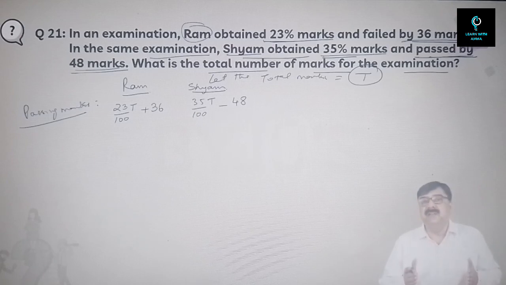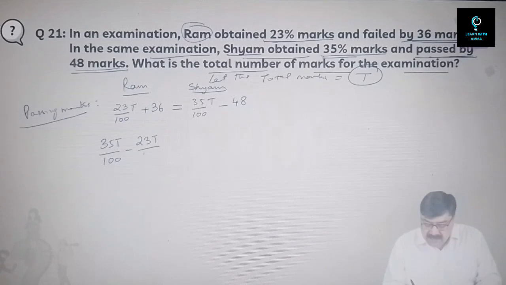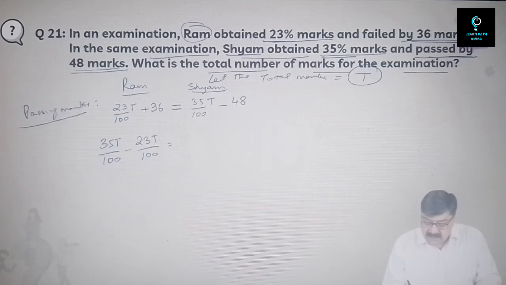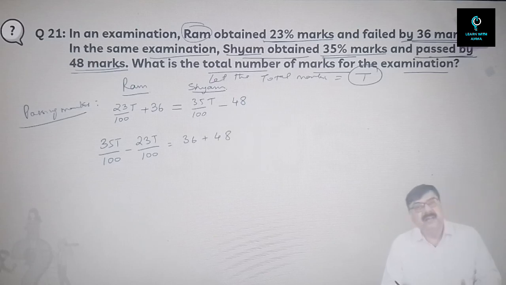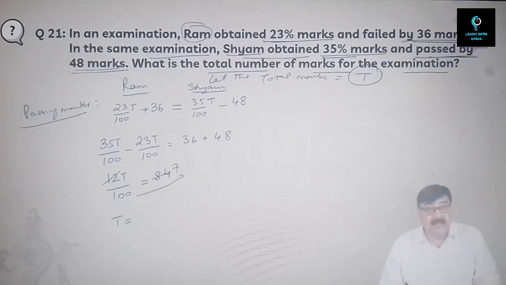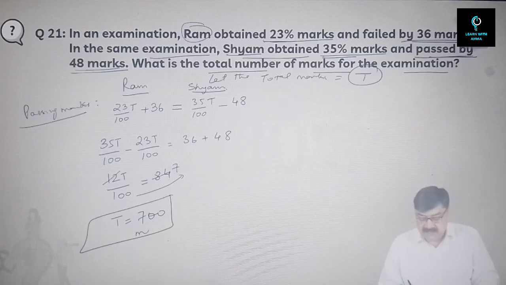So Shyam's marks minus 48 marks would give us the passing mark. Obviously, the passing mark here is the same for both these guys. So this shall become 35T by 100 minus 23T by 100 equals 36 plus 48. So this shall become 12T by 100 equals 84. So 12 into 7 is 84. Take this 100 on the right hand side. So once again, total marks are working out to be 700.